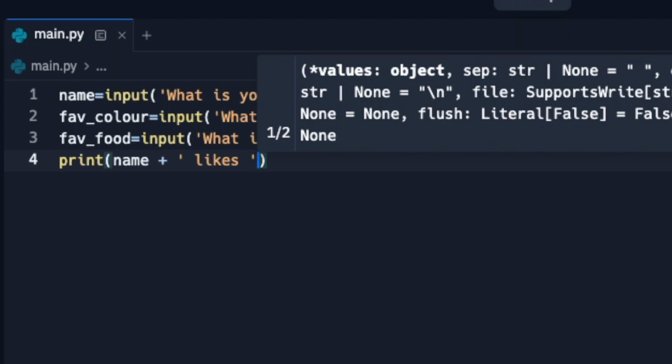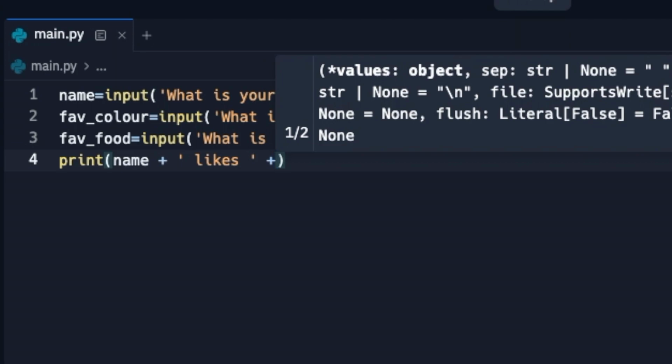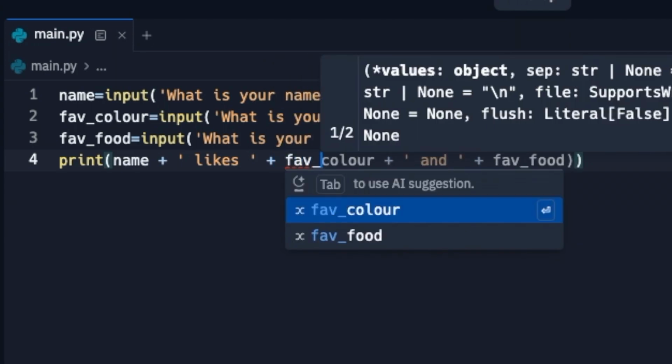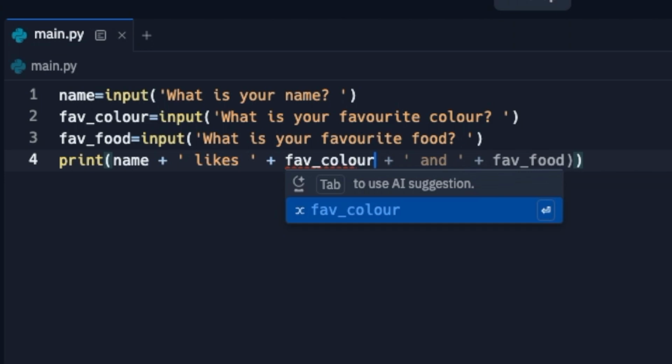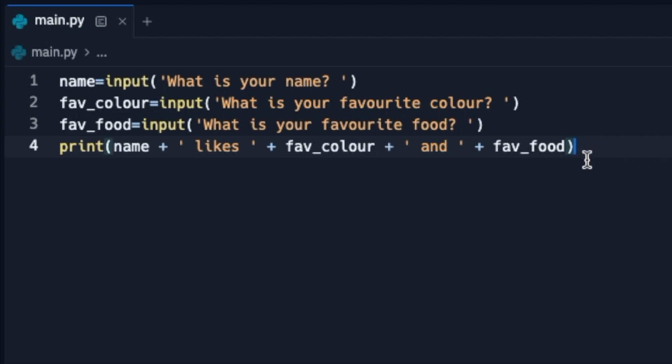We can do the variable name, so plus fav color, and then plus. So remember space before and after the word.